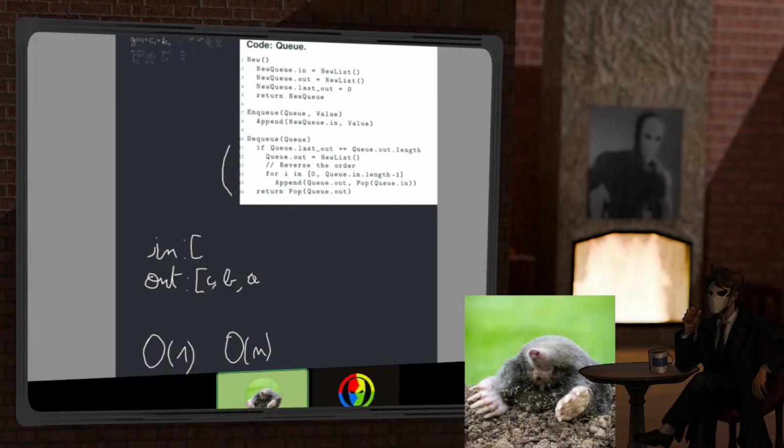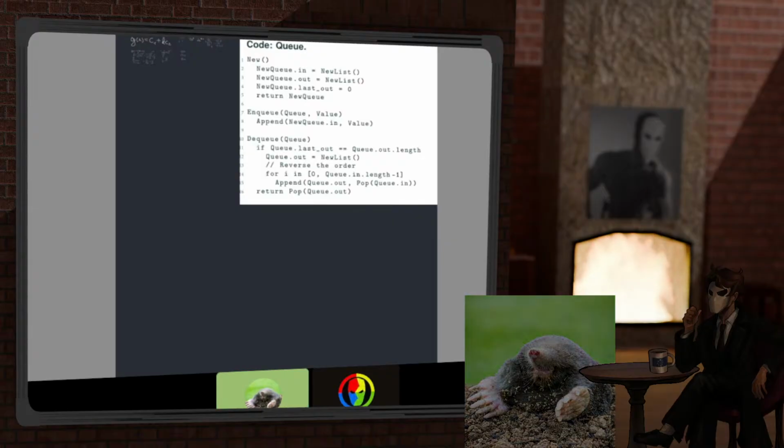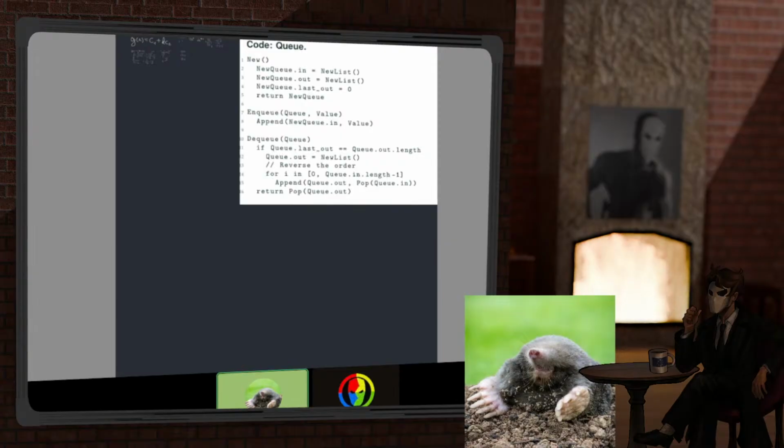But now, what if we wanted to look at a sequence of these instructions? I am going to bring something.